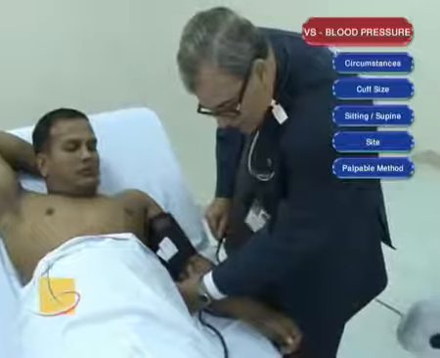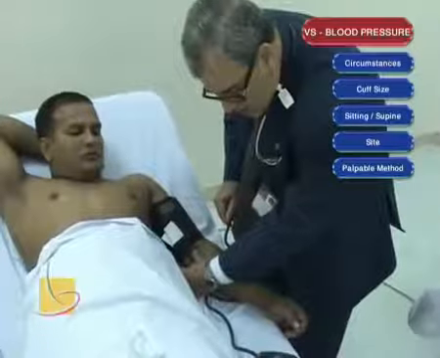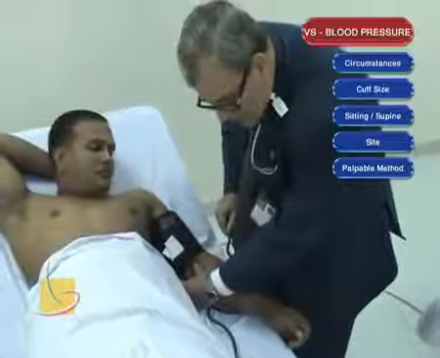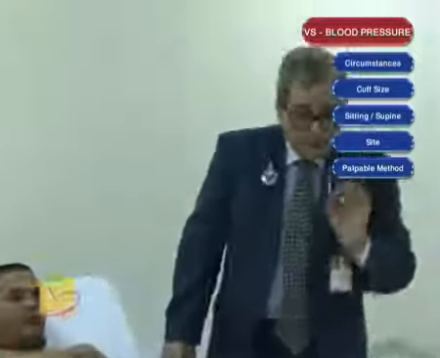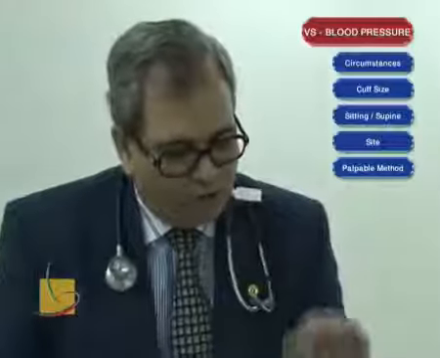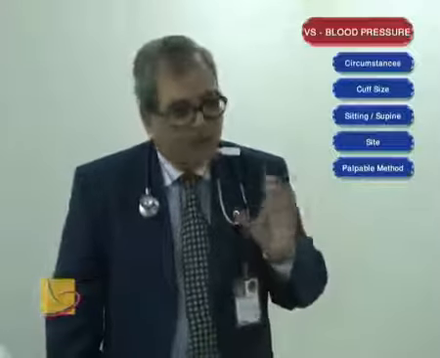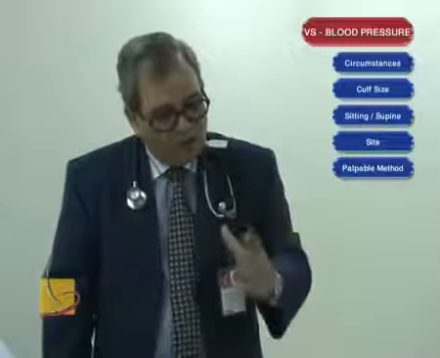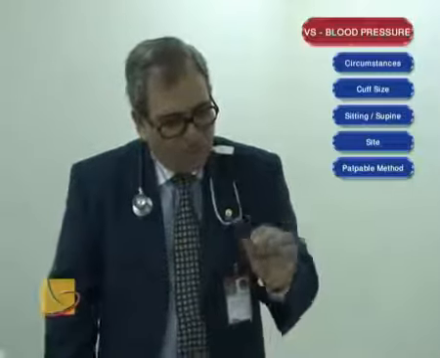Then I deflate slowly, at a reasonable speed, not very slow, until I feel the brachial artery pulsation again. I felt it at 100. 100 means, roughly speaking, this patient has a systolic blood pressure of 100 millimeters of mercury. And this will be very close to the figure which I am going to get by stethoscope. So it will make my life easy because I know from the beginning, by the palpatory method, that the systolic blood pressure is about 100.